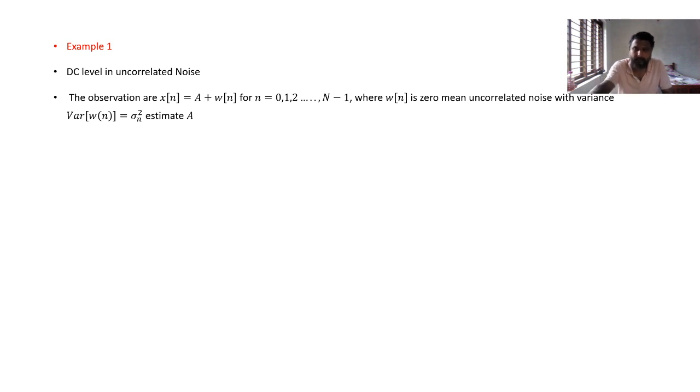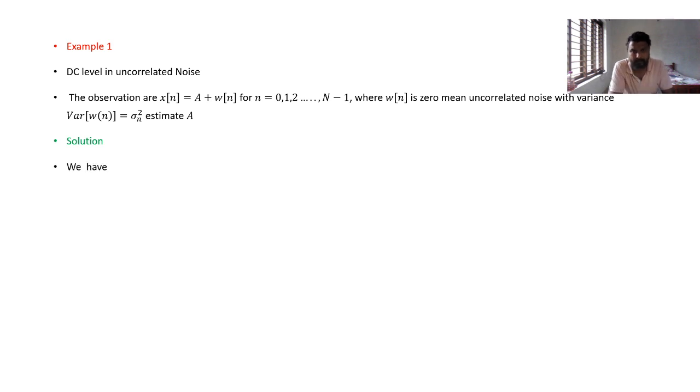Since it is a similar procedure, we have to calculate the equation for theta cap. So theta cap is nothing but S transpose C inverse X divided by S transpose C inverse S. Afterward, we have to calculate the variance of theta cap, that is nothing but 1 by S transpose C inverse S. So the solution: expectation of x of n is nothing but A, that is equal to theta.